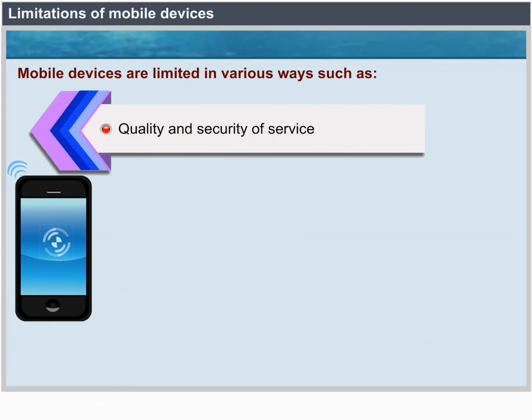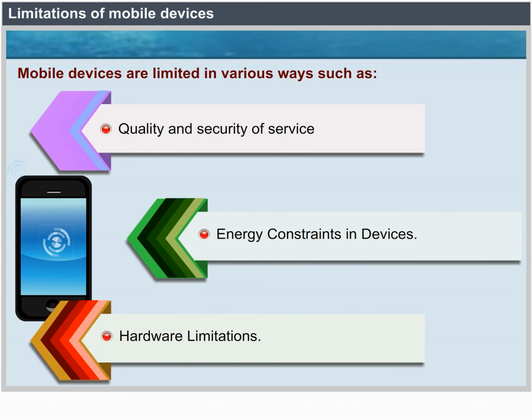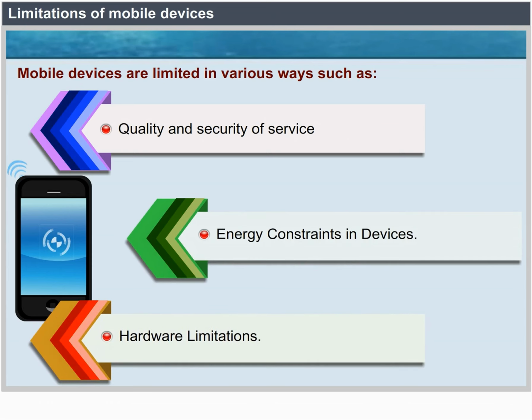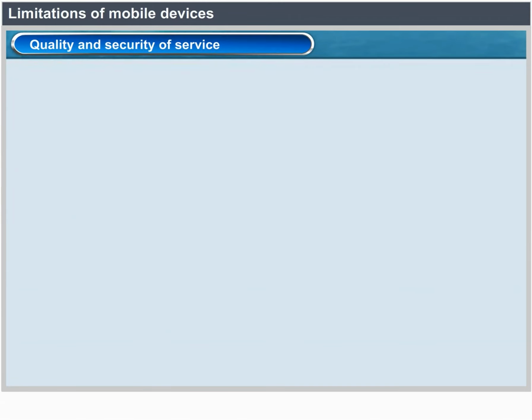Limitations of mobile devices. Mobile devices are limited in various ways such as quality and security of service, energy constraints in devices, and hardware limitations. Quality and security of service.